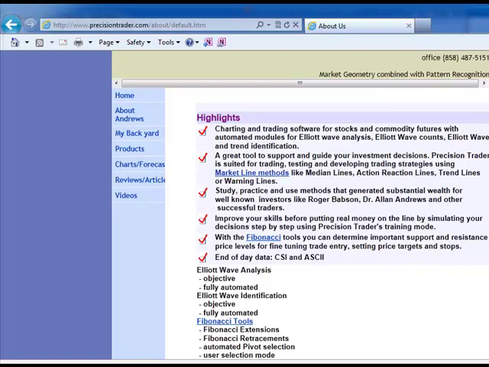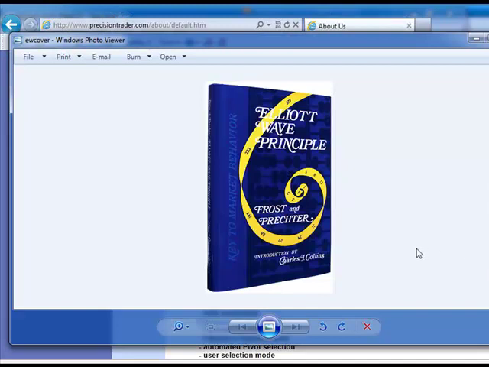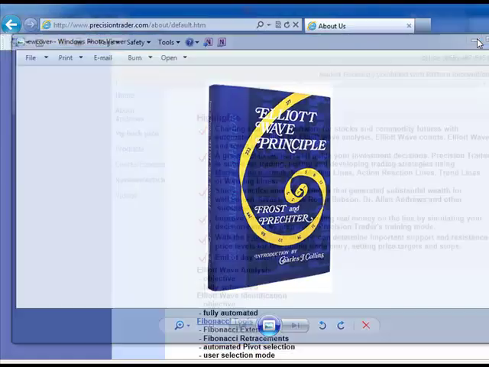First of all, what is Elliott wave, for those of you that don't know? It's an incredibly complex theory that has certain ideas about how prices move and that they move in a certain fashion. And we'll show you more detail about that in a minute.